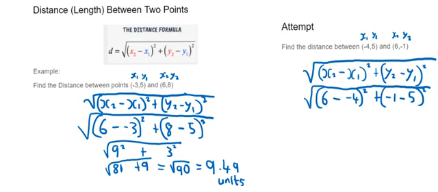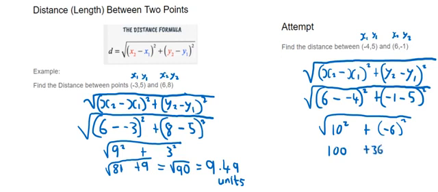So 6 minus minus 4, minus minus becomes a plus, so 6 plus 4 is 10. So I get 10 squared plus minus 1 take away 5, which is minus 6 squared. So 10 squared is 100. Minus 6 squared is positive 36, because minus times minus would be plus. So I get plus 36. So I'm getting the square root of 136 there.